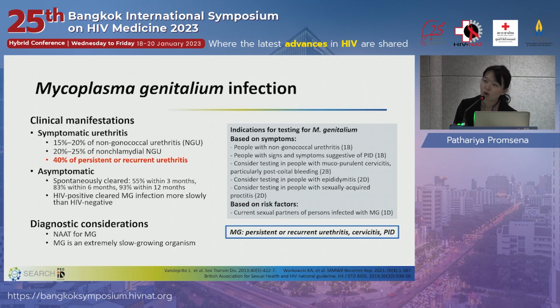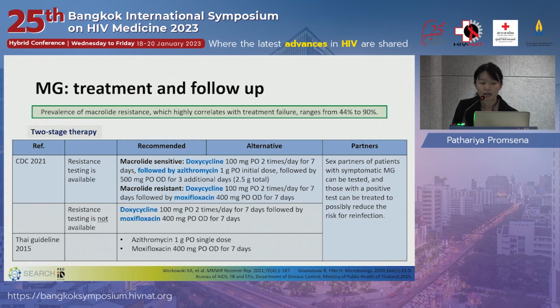Mycoplasma genitalium can cause symptomatic and asymptomatic urethritis, and it can be detected in around 40% of persistent or recurrent urethritis. It is an extremely slow-growing organism, so the recommended diagnostic test is PCR testing. The clinical clue to suspect this organism is non-gonococcal urethritis with persistent or recurrent symptoms.